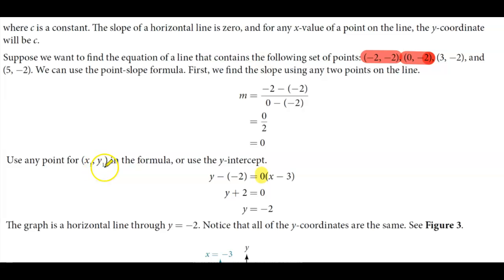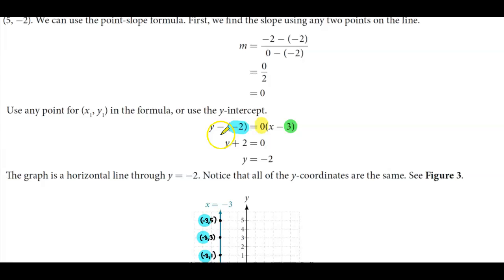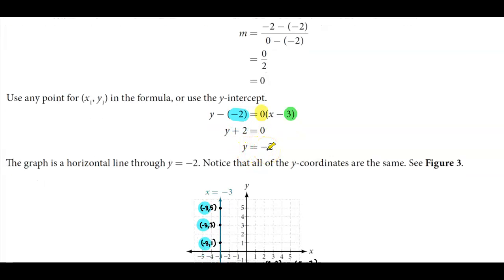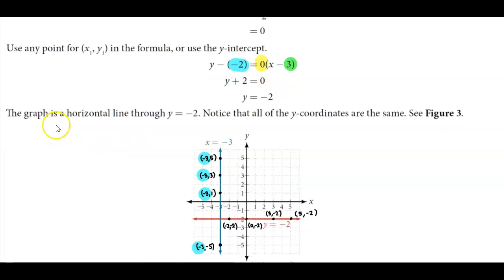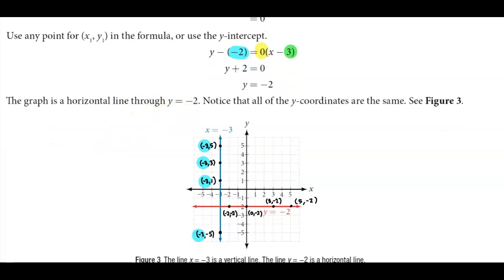And then we can pick any point for x1 and y1. So we're going to choose (3, -2). So our x value is 3, and our y value is -2. And then if we go ahead and solve here, we get y minus -2, which becomes y plus 2. If we distribute the 0, 0 times anything is going to give you 0. And if we subtract 2 from both sides, then y is going to equal -2. And therefore the graph is a horizontal line through y equals -2.